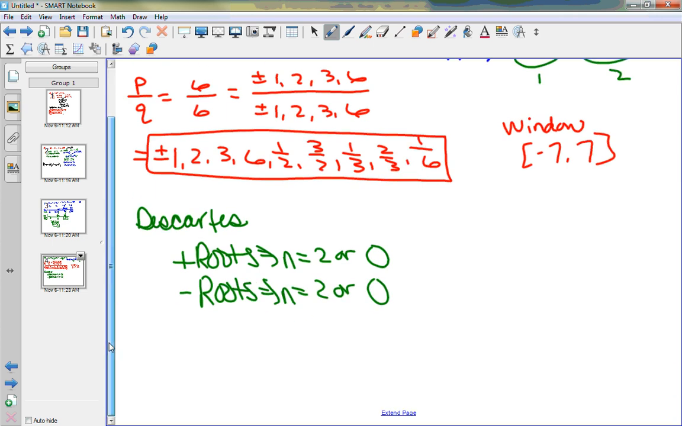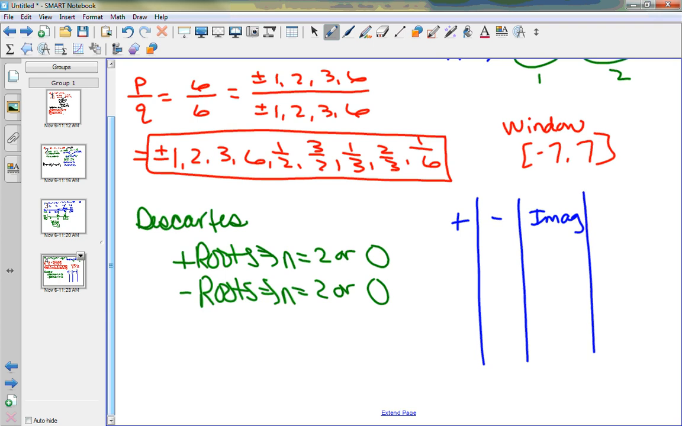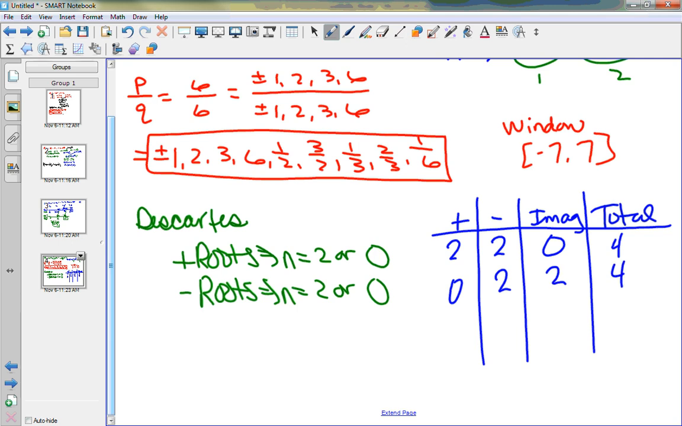So if I make up my chart, positive, negative, imaginary, and total, how many total roots should I have every time? I should have 4. So I can have 2 or 0 positive. If I have 2 positive, I can have 2 negative, which means I have 0 imaginary. If I have 0 positive, I can still have 2 negative, which means I can have 2 imaginary to give me a grand total of 4. Do you see that?